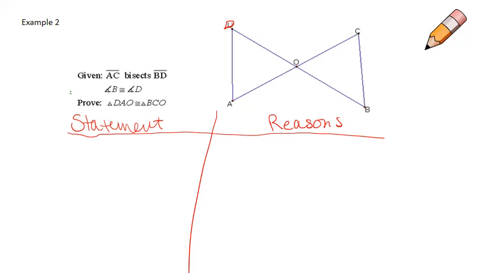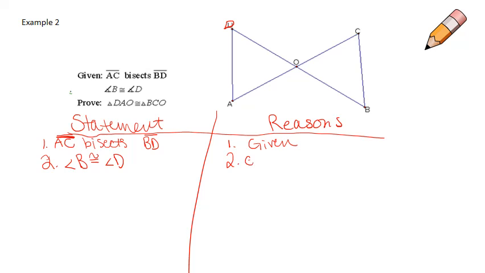Alrighty, here we go. So our first statement, or whatever we start with for our statements, is always our given. So line segment AC bisects line segment BD, and that reason is because it was given to us. And we also know that angle B is congruent to angle D, and that was also given to us.